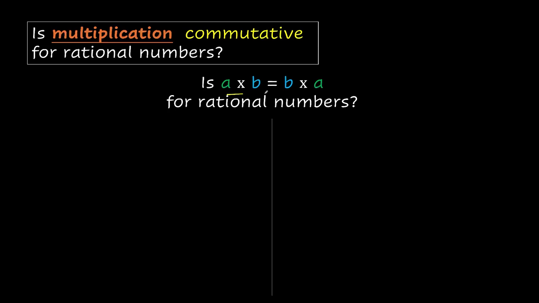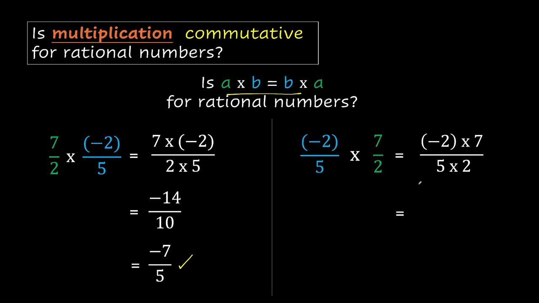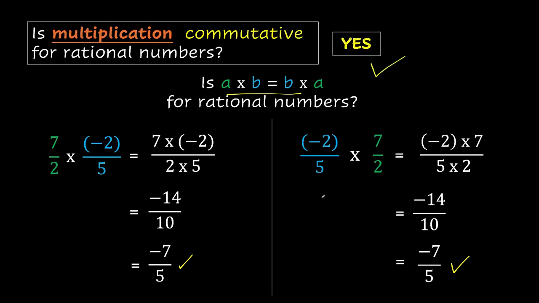Let's see if multiplication is commutative. Is a times b equal to b times a? We check with an example. 7 by 2 times minus 2 by 5. Minus 2 by 5 times 7 by 2. That would be 2 into 5 is 10. 7 into minus 2 is minus 14. So that will be minus 14 by 10. Simplifying would be minus 7 by 5. So let's see here. 5 times 2 is 10, minus 2 into 7 is minus 14, so minus 14 by 10 equals minus 7 by 5. That's clearly the same. So yes, multiplication is commutative for rational numbers.